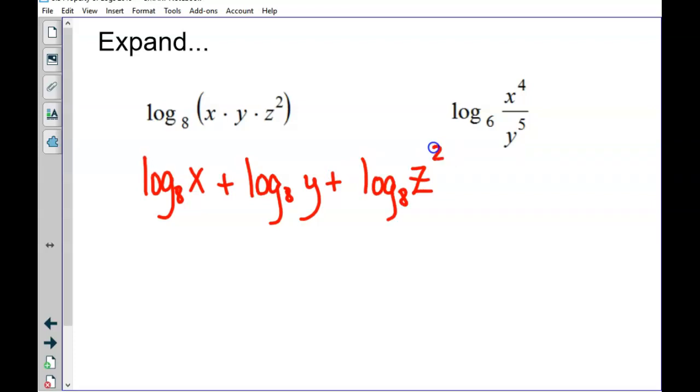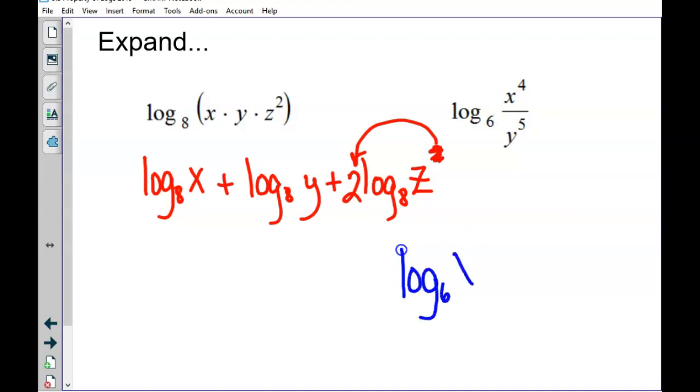Now, yeah, we can move that squared, and that's something you have to do to where? In front of just that one, yep. Everybody good? All right, what about this one?